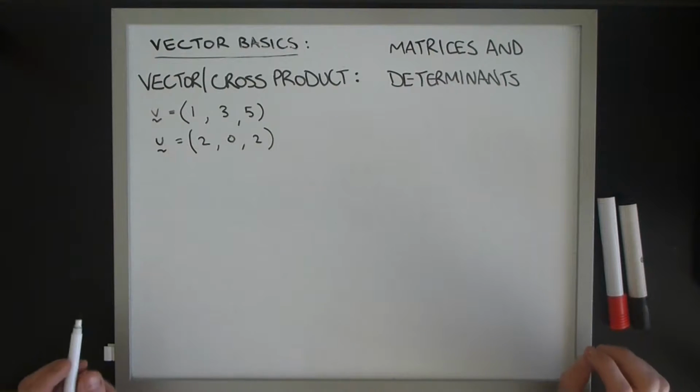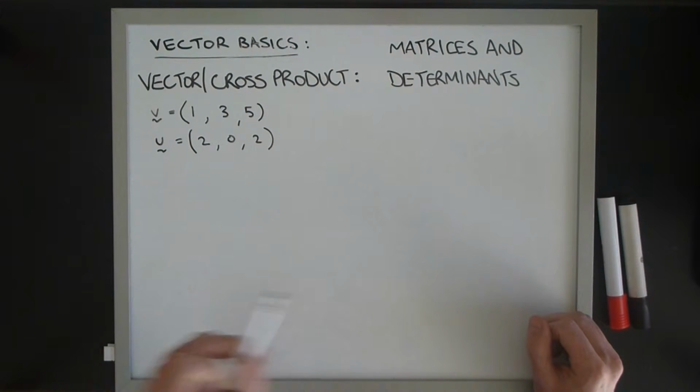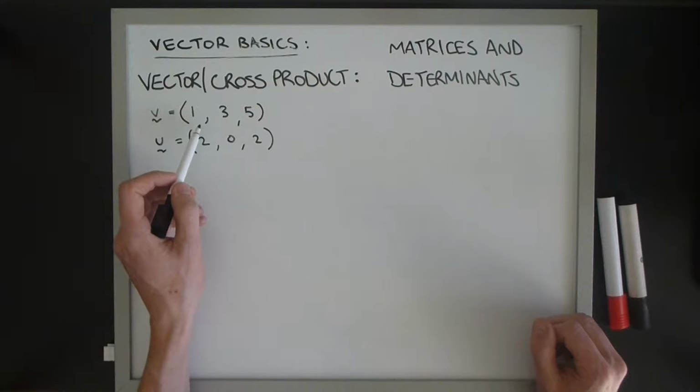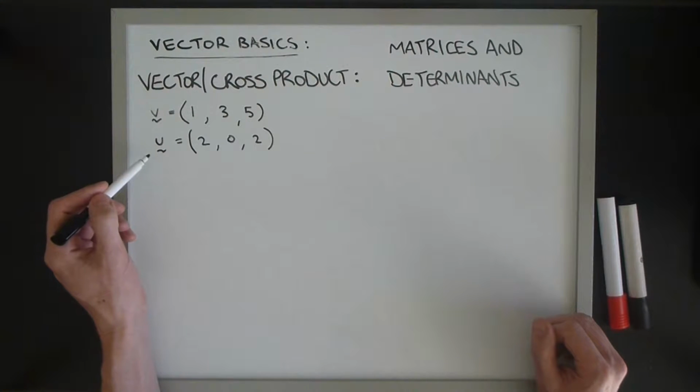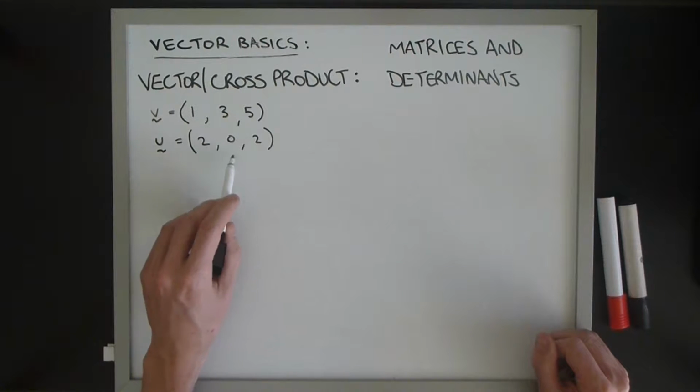This video will be covering the vector or cross product using matrices and determinants. We have two vectors here, the vector v, which has the components 1, 3 and 5, and u, which has the ijk components of 2, 0, 2.